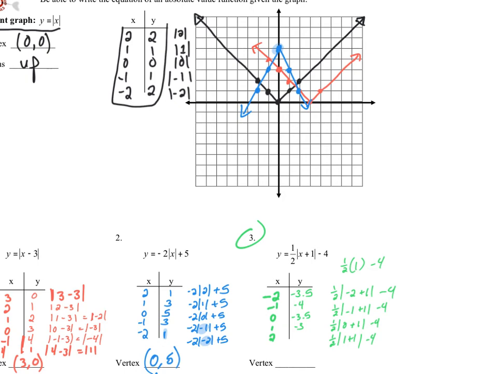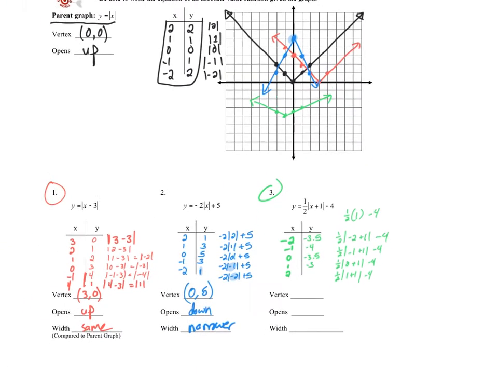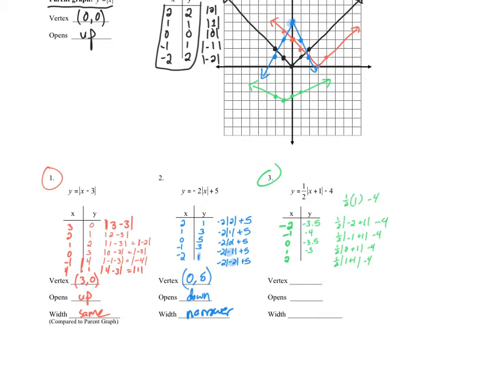-2, -3.5. So -2 down to -3.5. 1, 2, 3.5 will be right here. -1, -4. 0, -3.5. And then 1, -3. So you can see that this graph is also going to be a V. But this one is going to be a little wider. So the vertex for this one is at -1, -4. It opens up, and this one is wider. It's wider than the parent graph.